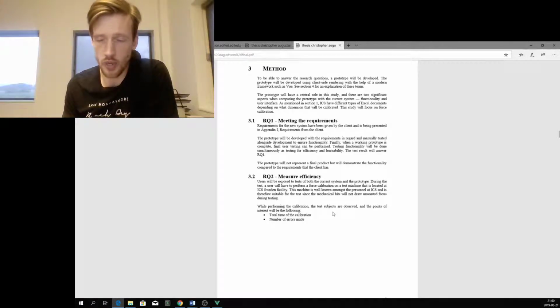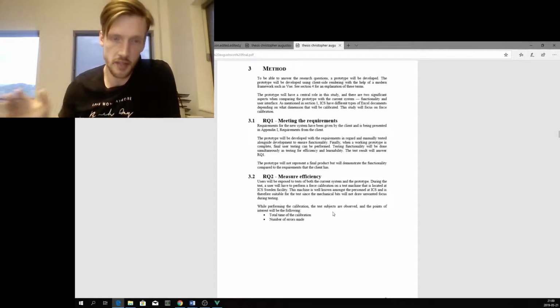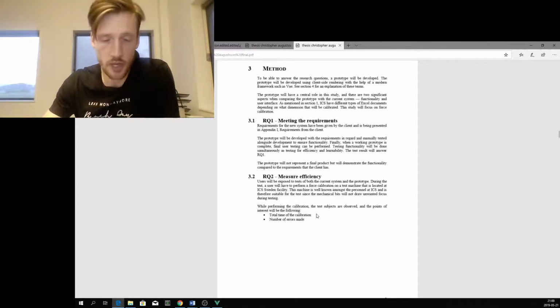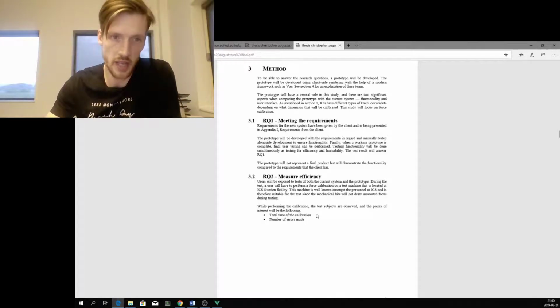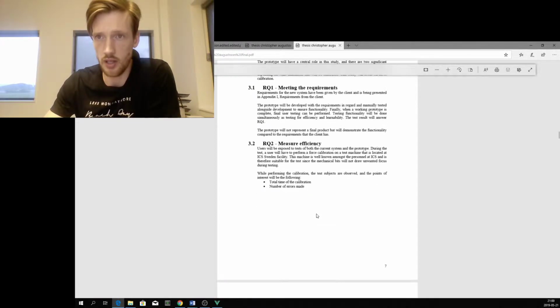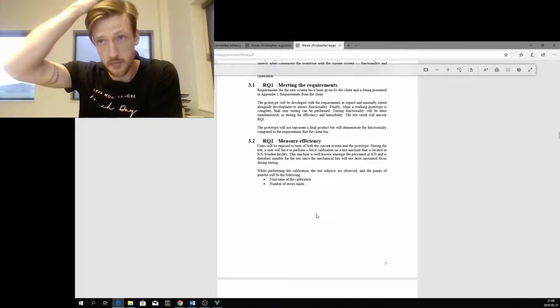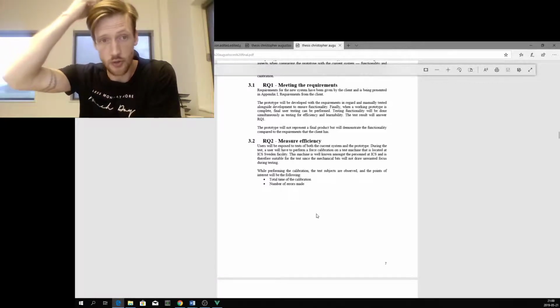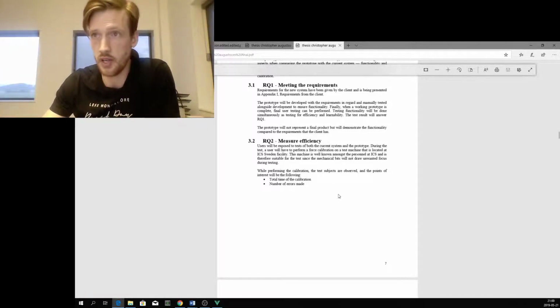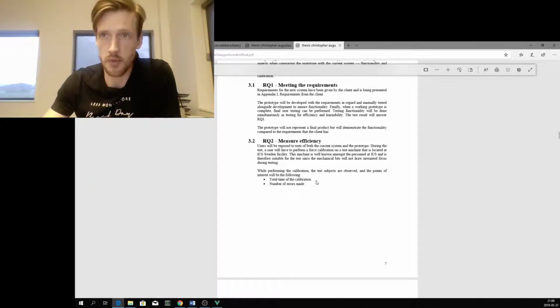This is because you want to have a user with good knowledge about the system in order to measure the efficiency. Otherwise, you would introduce the learnability aspects as well. The users were mainly ICS personnel, and the metrics were the total time of the calibration and the number of errors made.